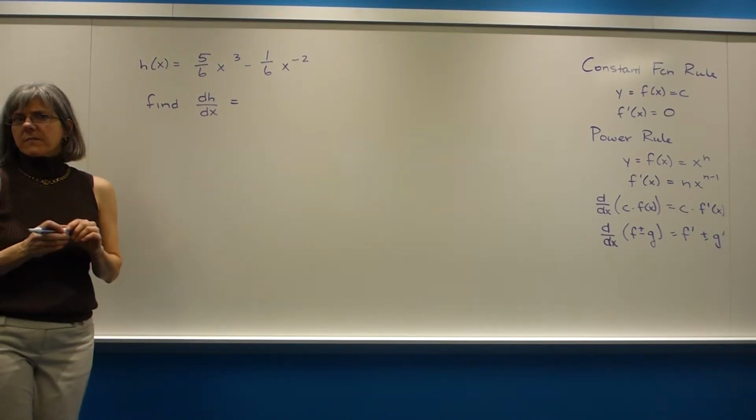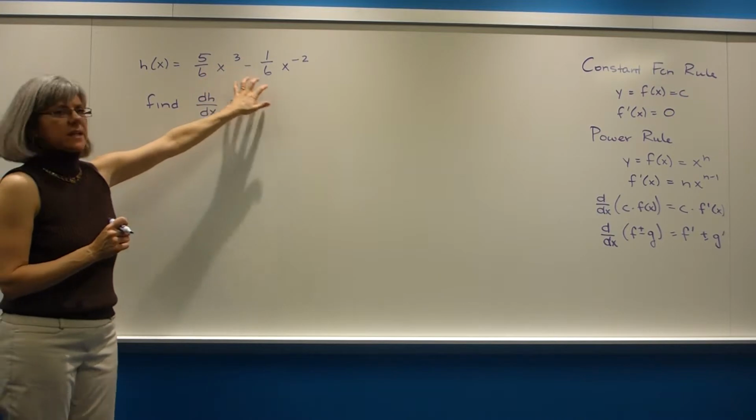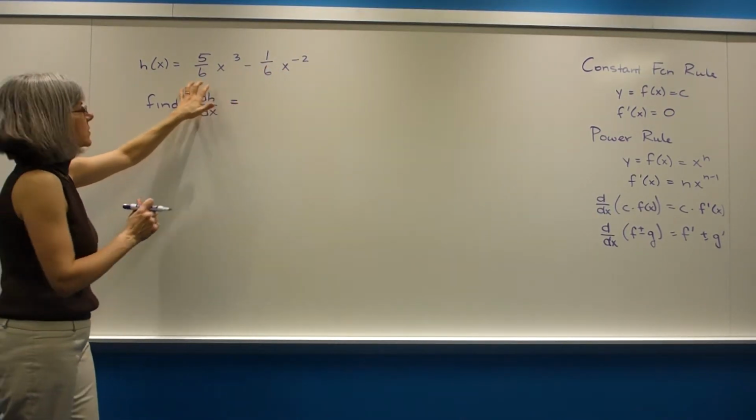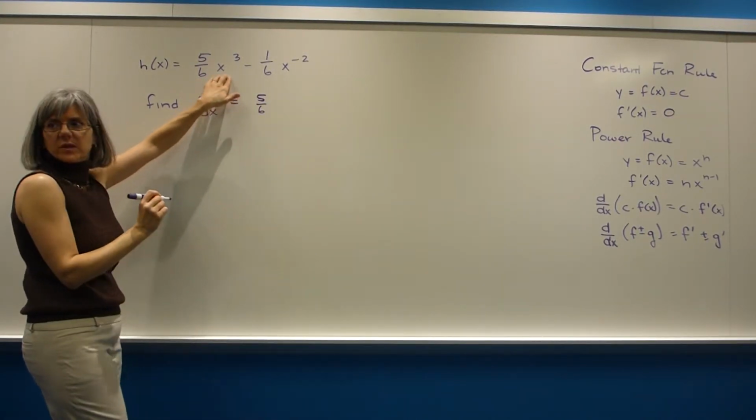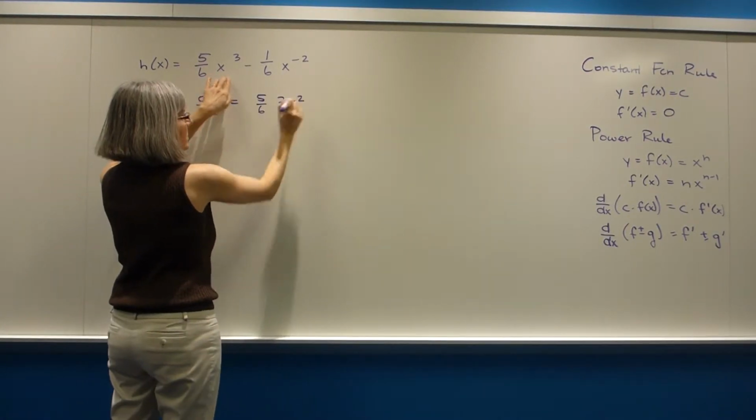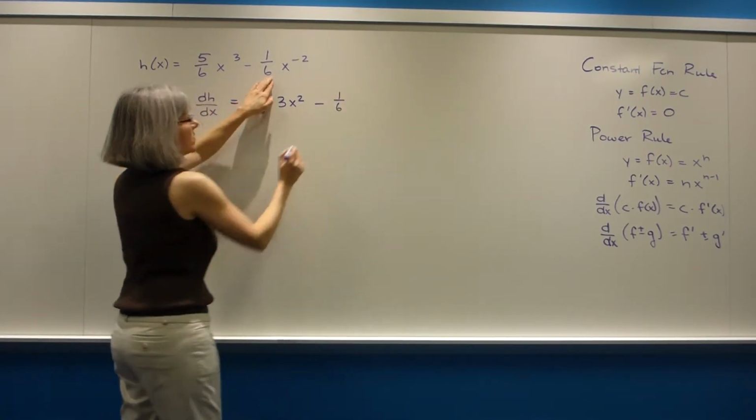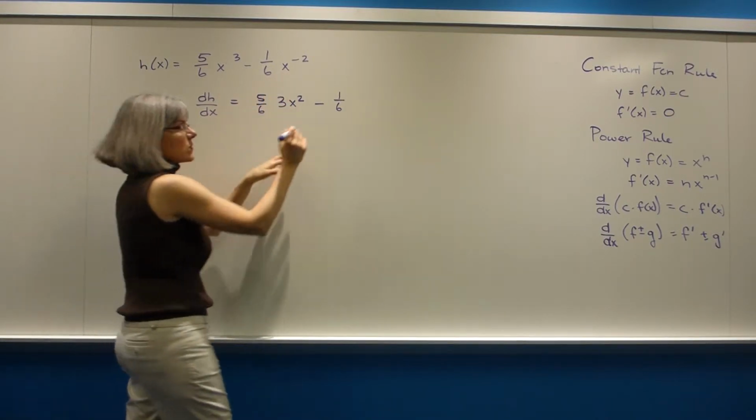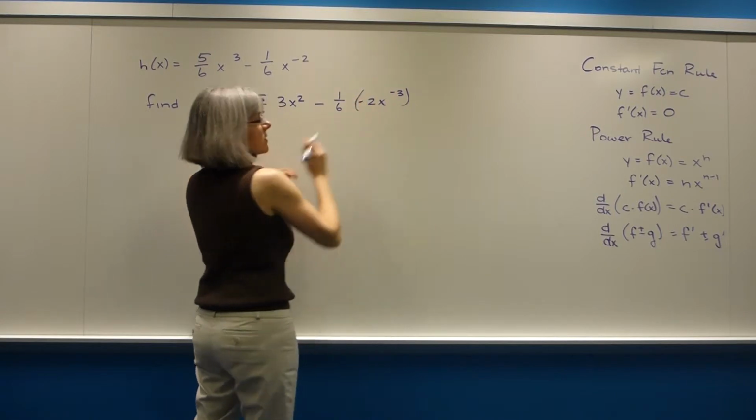Are you ready to look at it? Okay, so let's just take the first part. You're going to take these kind of term by term. That's what subtraction carrying through allows you to do. So the first term, 5/6, that stays in front, times, what would be the derivative of x cubed? 3x squared. Minus, that carries through, 1/6, that carries through. What's the derivative of x to the minus 2? Negative 2x to the negative 3.